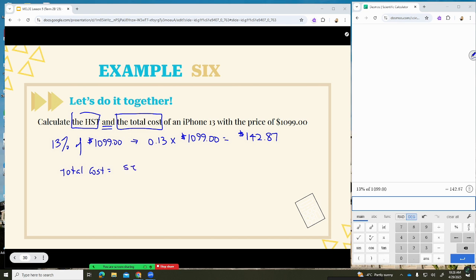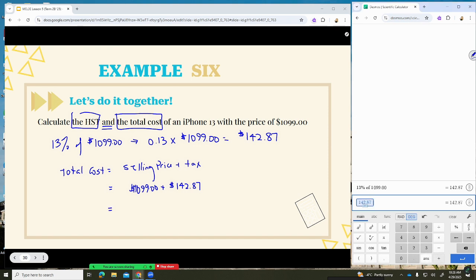So the total cost is selling price plus tax. So the selling price is $1,099, tax $142.87. I want to find what is the final, actual, overall total cost. I can see that if I want this iPhone 13, I am going to have to pay $1,241.87.